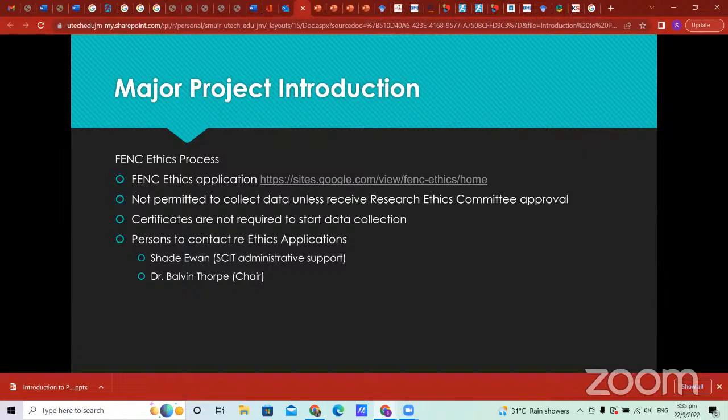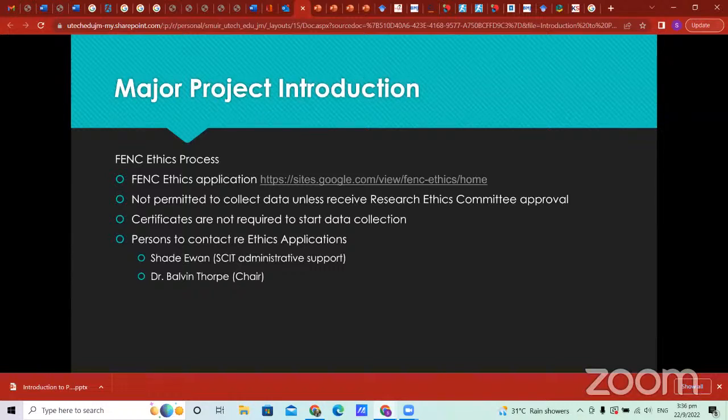And then you also need to know that all projects, okay, so if you've done research methods, and if you haven't, you should know that all major projects at UTech must be approved through the faculty's ethics process, as I mentioned earlier. There's a website that the last 2 coordinators used. There's a new person this year, is on the screen, Dr. Balvin Thorpe. I'm assuming that he's using the same ethics application. We're hoping at the next meeting, we will invite him to come and give a presentation.